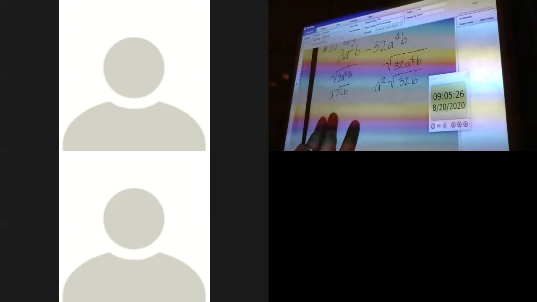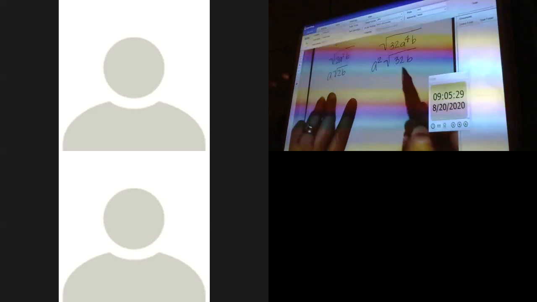When we take the square root of 32, we leave the negative out because we know it's our format. So 32, a to the fourth b. A to the fourth is a perfect square. What can we pull out? So a squared. But we still have 32b. With 32b, we want to break that 32 up into the largest perfect square.